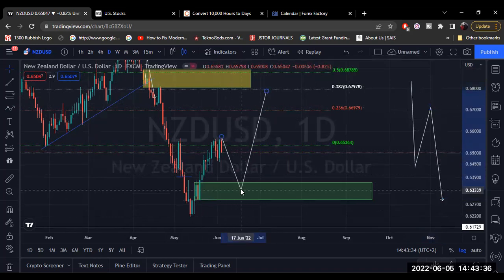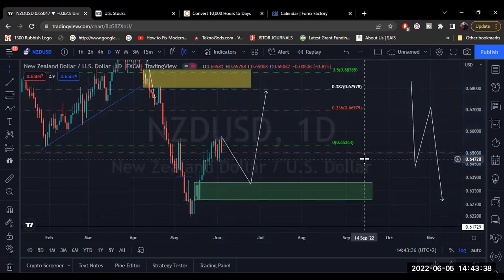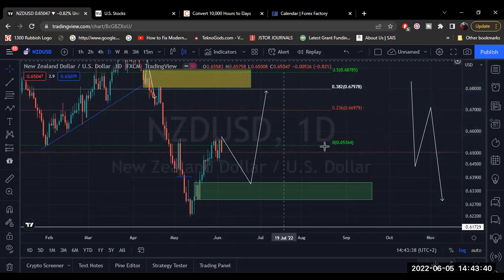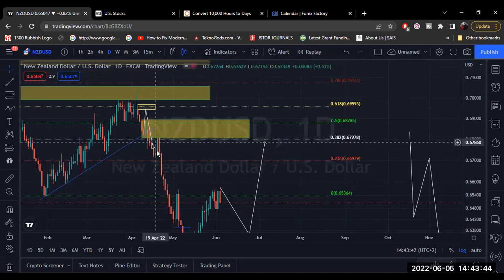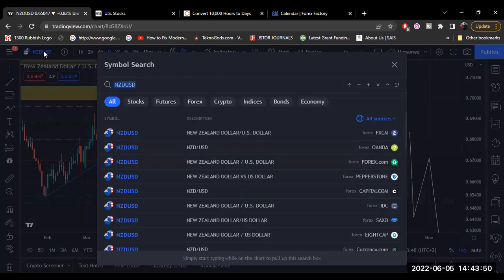All right. So for me, I'd like to take some risks all the way down there. Right. And then, like I said, we will wait to see going on the supply and the supply that's joined together. All right, so that's NZDUSD. I hope that is clear.